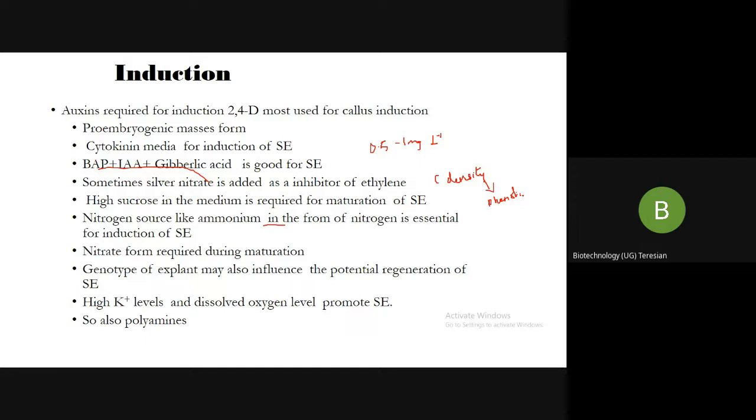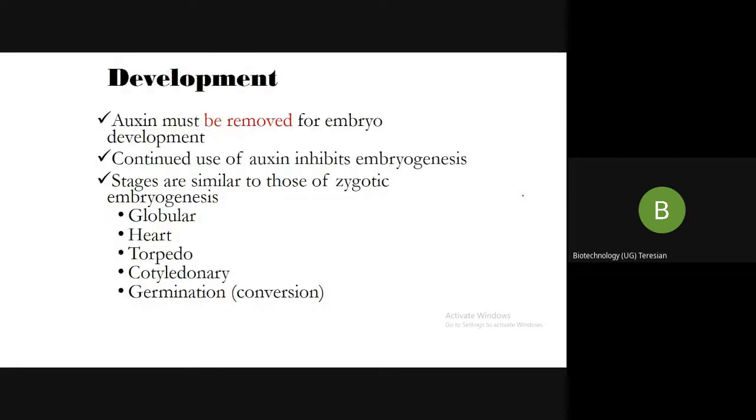And also, I told you about pH. In some plants, what has been observed is that pH modification and high sucrose concentration without growth regulators have also found a place. So, coming to our development stage, whenever you are in the development stage of your embryo, you should avoid auxin. Otherwise, the auxin can inhibit the embryogenesis.